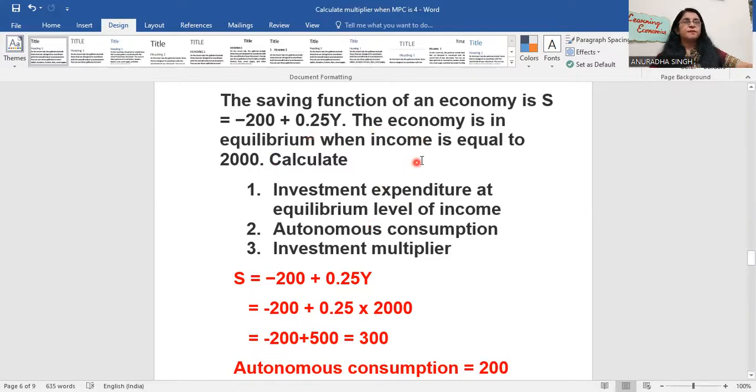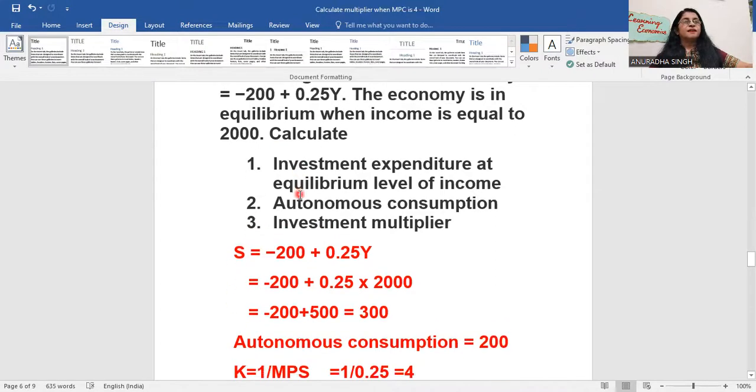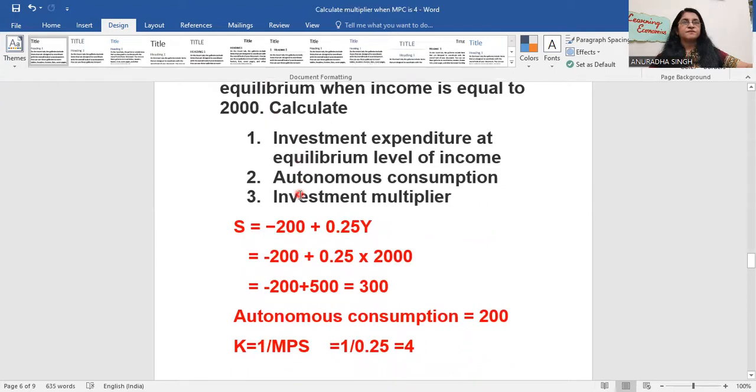The economy is in equilibrium when income is equal to 2000. Now see, investment expenditure you have to find at equilibrium level of income, and you know that investment is equal to saving at equilibrium level of income. Autonomous consumption you have to find, but I don't think you need to find it. It is already visible. So no calculation is required. Then you have to find the investment multiplier, K. So see how you will find investment expenditure, because in equilibrium I is equal to S, investment is equal to saving.